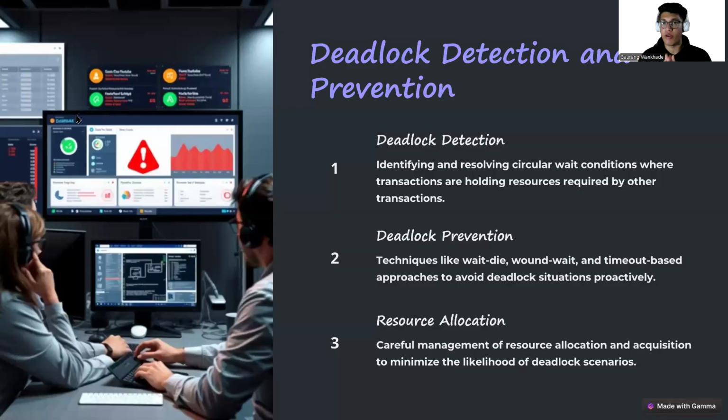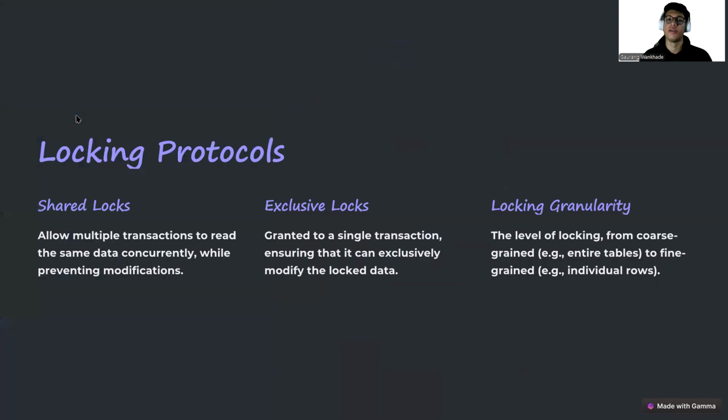So we have deadlock detection and prevention. What is deadlock detection? It is identifying and resolving circular wait conditions where transactions are holding resources required by other transactions. Next, what is deadlock prevention? In deadlock prevention, we use techniques like wait-die, wound-wait, and timeout-based approaches to avoid deadlock situations proactively. Next is resource allocation: careful management of resource allocation and acquisition to minimize the likelihood of deadlock scenarios.